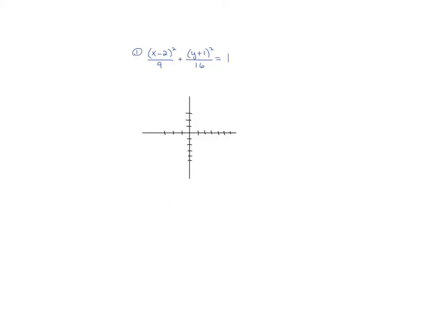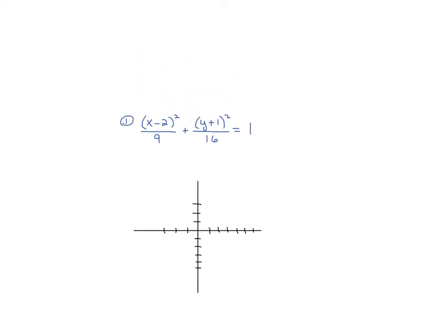Let's try an example. Now, for this one, it's already set equal to 1. So now the first thing I need to determine is which number is bigger, 9 or 16. I can see that the 16 is the bigger number. So this tells me that my y-axis is going to be the major, or you could say that it's vertical.